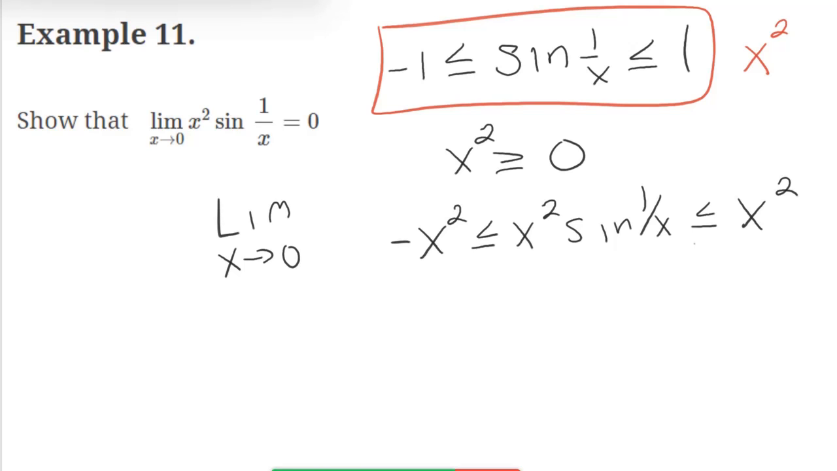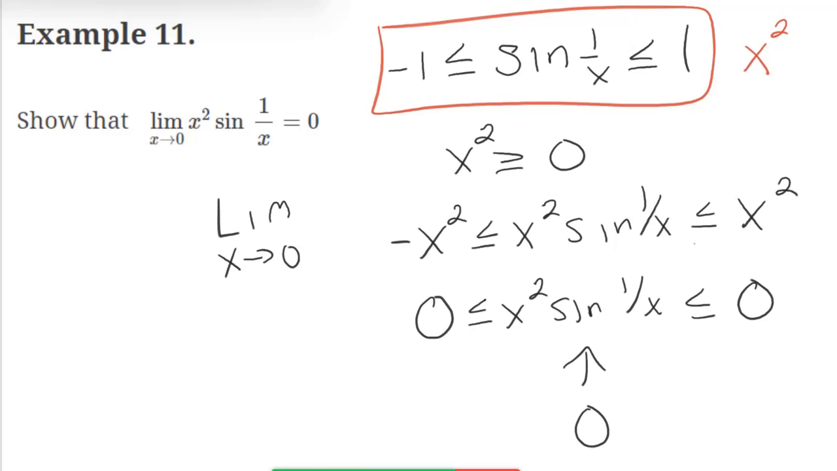Now take the limit as x goes to 0. This piece right here, as x goes to 0, is going to 0, correct? The middle piece we can't do because we've already said we can't do that part. And this one is also going to 0, correct? So that means this right here has to be 0, because it's got to be between 0 and 0. That's the squeeze theorem.